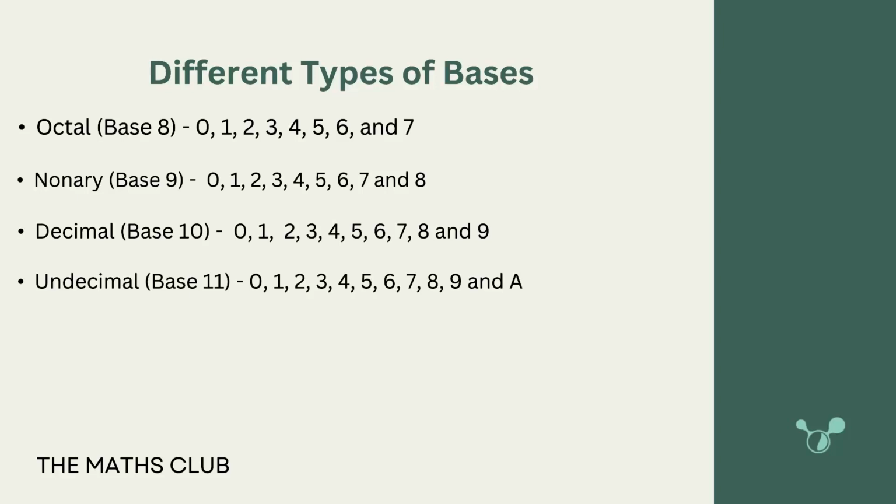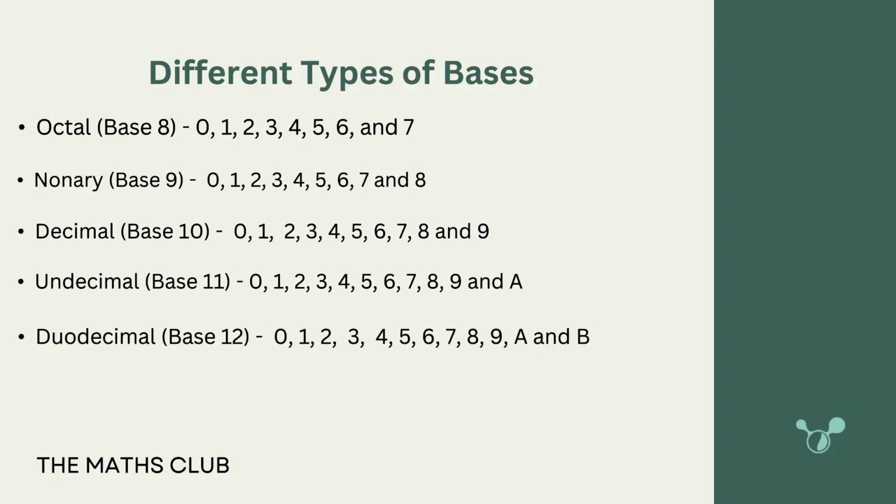Let's see if you got it right. Now look at this. This is duodecimal, which is base 12. You can see the last number is what? It is B. So if you got it right, you can actually applaud yourself, right? You're actually doing very well, right?